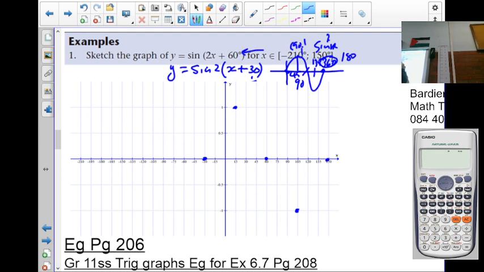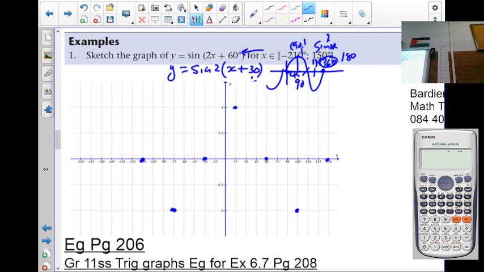180 is now 150. Did you see that, people? So basically it just repeats itself on this side. So negative 45, 30 degrees to the left will give you negative 75. Negative 90, 30 degrees to the left is negative 120. Okay?